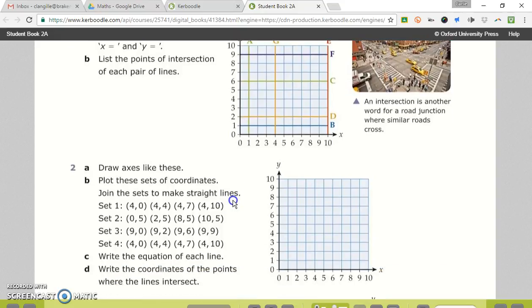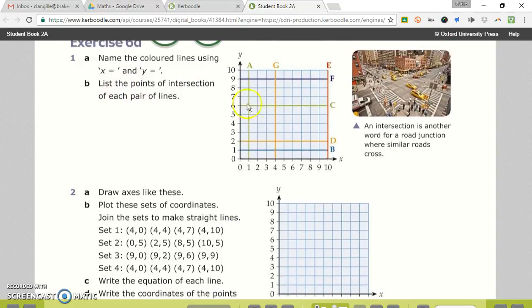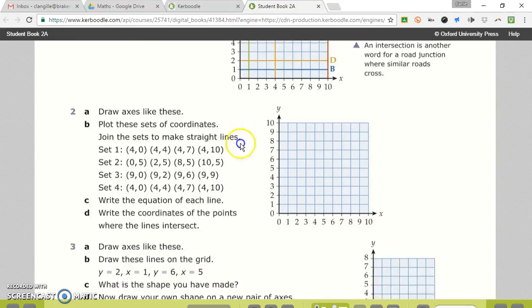Okay? List the points of intersection for each pair of lines. So you're going to go, okay, A and B intersect at the point 1, 1. So this is just naming coordinates, okay? B and G intersect at the point 4, 1, okay? So again, I'm just looking at where those two lines meet and just make sure that you label which two graphs you're talking about, okay?